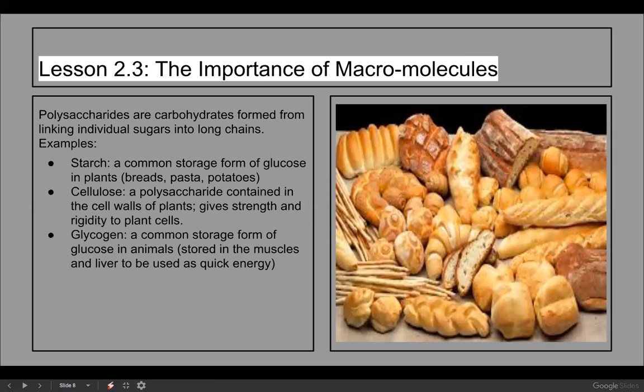Polysaccharides are carbohydrates formed from linking individual sugars into long chains. Starch is a common storage form of glucose in plants. Cellulose, a polysaccharide contained in the cell wall of plants, gives strength and rigidity to the plant cells. And then glycogen is a common storage form of glucose in animals, stored in the muscles and the liver to be used as quick energy.